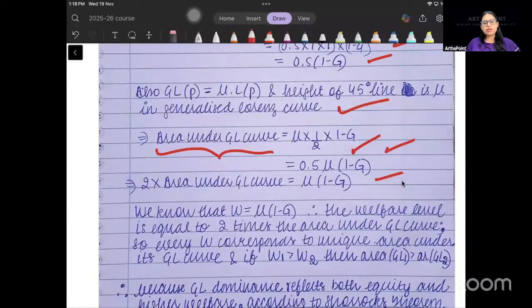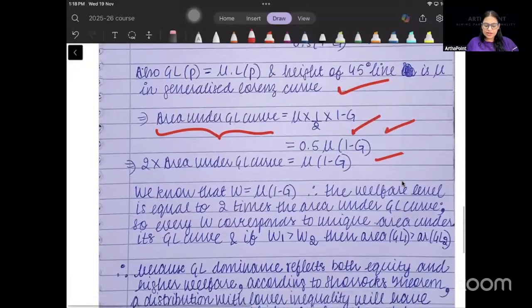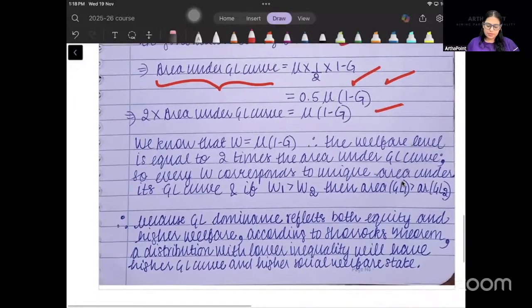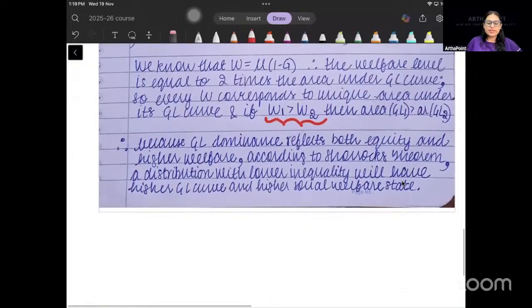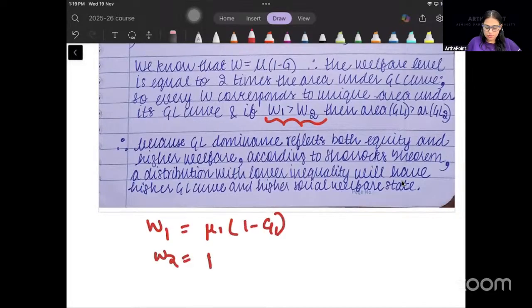Correct. Absolutely correct. Okay. But once you have done this, once you have explained this, you also need to tell what your W1 and W2 are, because you are taking two Lorentz curves. So you can say that in this sense, your W1 can be mu1 times (1 minus G1), and W2 can be mu2 times (1 minus G2). You need to define what these W1 and W2 are.